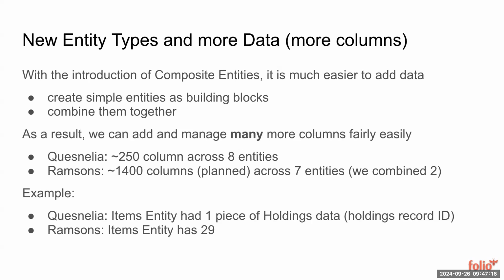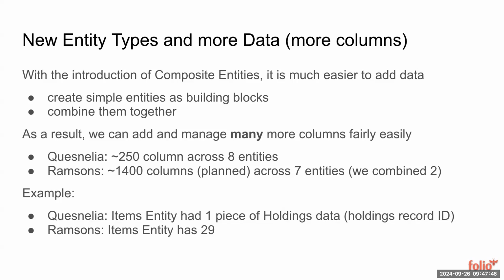So one of the other changes since last year is that the number of entities now available has vastly increased over what was announced last year at WOLFcon. With the introduction of simple and composite entities, we essentially have a Lego building block structure that lets you create these pretty quickly. As an example, last year we had about 250 columns exposed across 8 different entities. In Ramson's, coming up soon, we will have 1,400 planned across 7 entities, kind of the same ones, we just combine a couple of them.